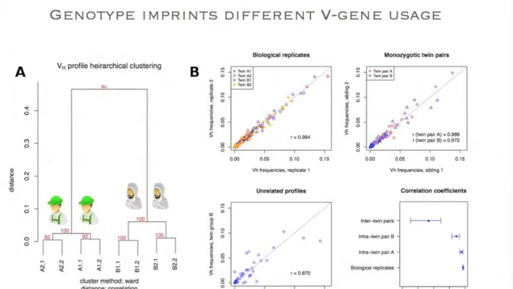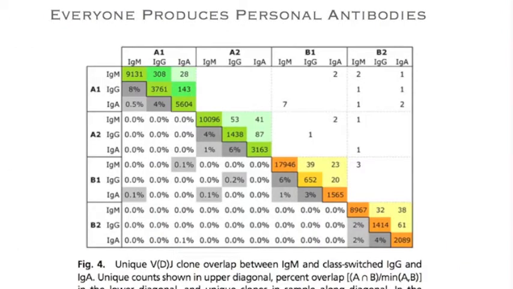Surprisingly, even though twins are using their V genes at the same rates, the antibodies that they produce are almost entirely personal. So if I had an evil twin, Bizarro Jake, he and I would use our V genes at the same rates on our cells, but we'd produce entirely unique populations of antibodies in response to our environment.